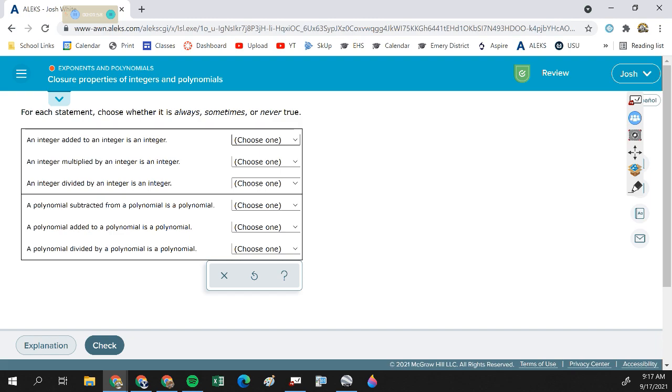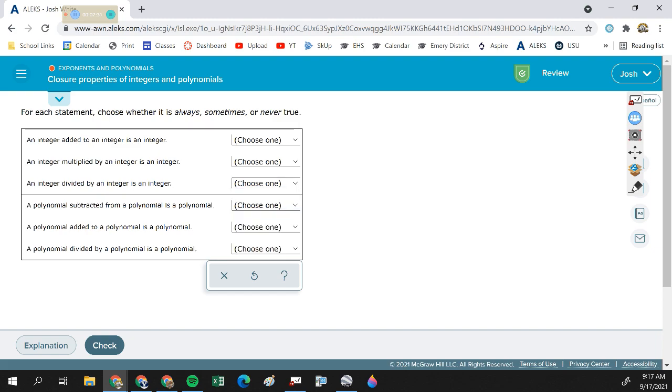If you take an integer and you multiply it by an integer, are you guaranteed to get an integer? Yes. Okay. If you take an integer and divide it by an integer, do you get an integer? Not always. Give me an example where that doesn't happen. 4 divided by 3. 4 is an integer, 3 is an integer, but 4 over 3 is not an integer. So for that one, we would have to say sometimes true.